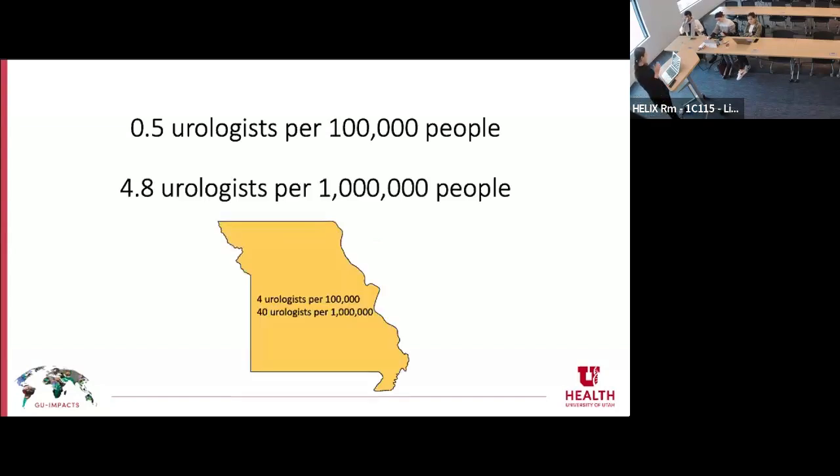So to make that comparison palatable for people, I said it's about the same landmass as the state of Missouri, which currently has about 4 urologists for every 100,000 people, or 40 for every 1 million. So about 10 times as many in the same landmass in Missouri than there are in Cambodia.